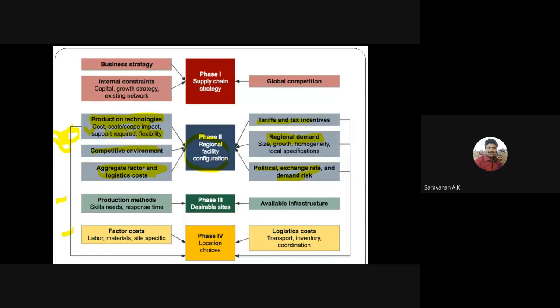Then the fourth phase will be the location choices, right? So the objective of the fourth phase is to select the precise location and the capacity allocation for each facility, right? So that we have to decide, right? The precise location and the capacity allocation of each facility. So the attention is restricted to the desirable potential sites, that is, from phase three, and the network is to be designed to maximize the total profit, taking into account the expected margin and the demand in each market. So the various logistics and facility costs are involved, right?